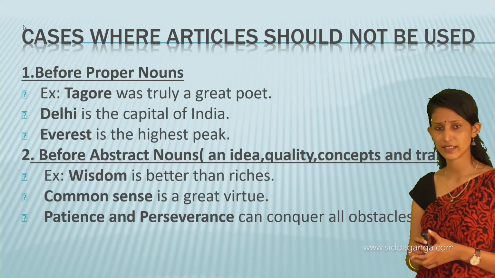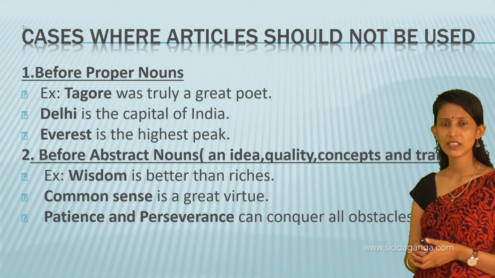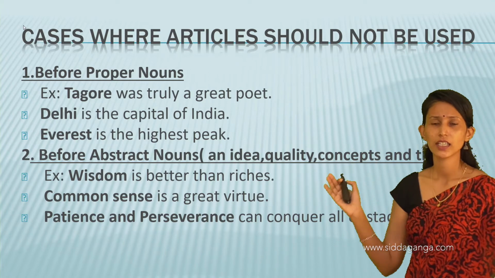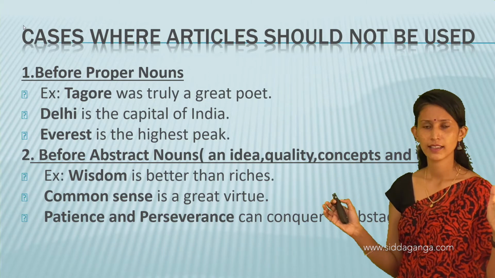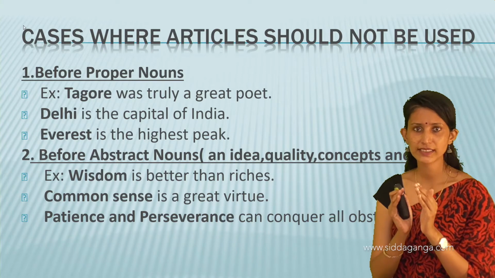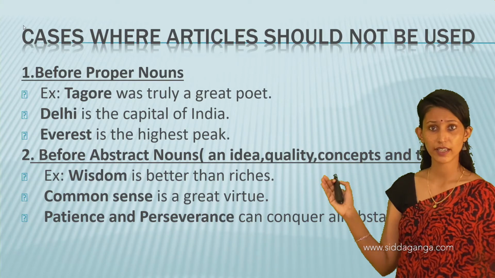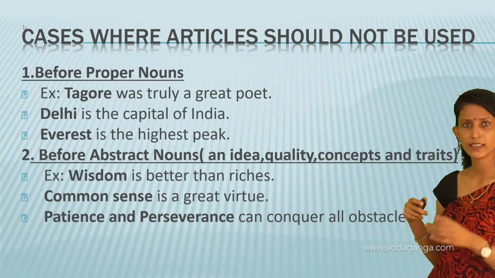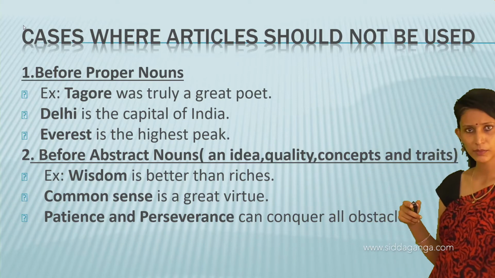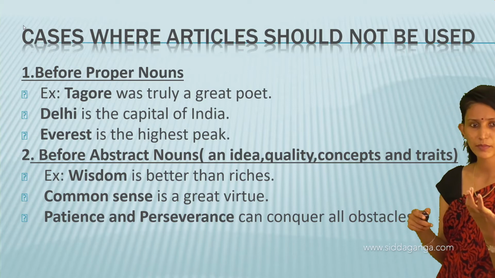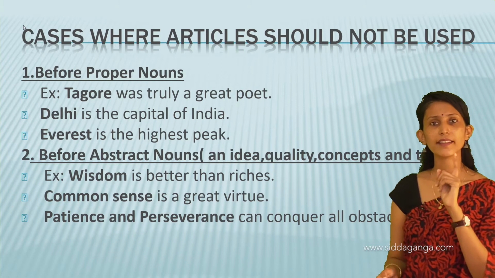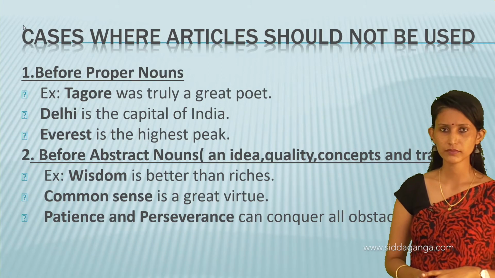Next is abstract nouns. What is the meaning of abstract? Very big, at a large scale. Something that you understand very slightly, something that you understand at an abstract purpose. Alright? Now see, abstract is an idea or a quality or some concepts or some certain traits of that person. Now see an example over here. Wisdom is better than riches.